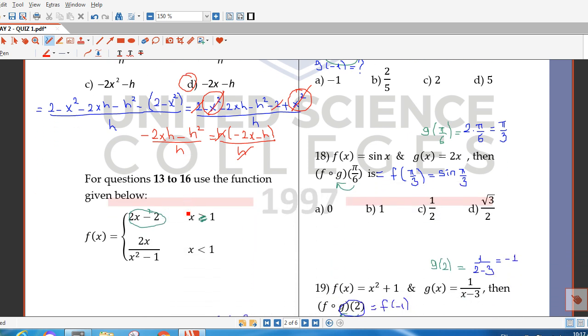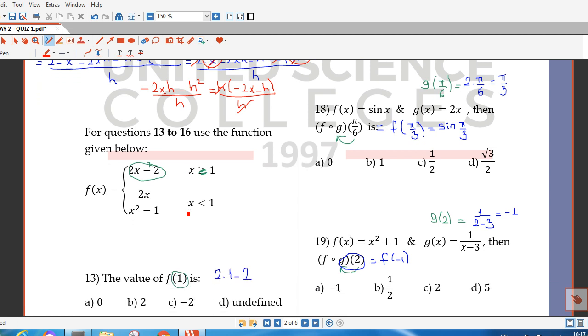In the next question, there's a piecewise function, and we will answer questions from 13 to 16 by using the given piecewise function.